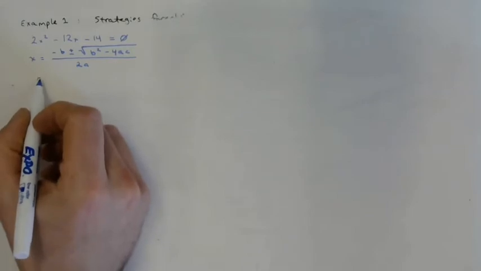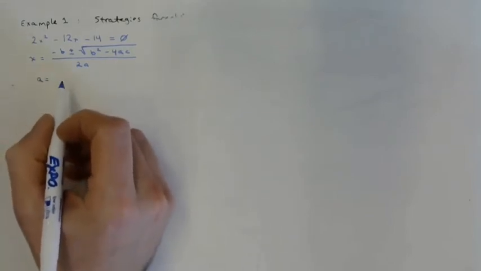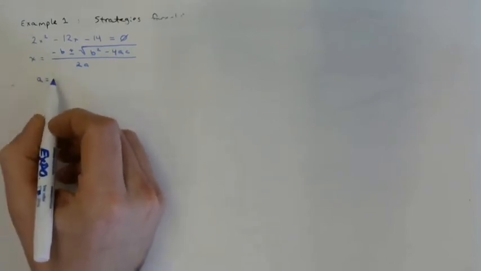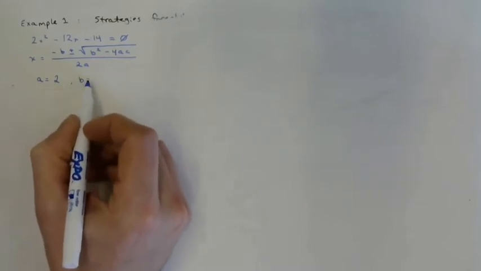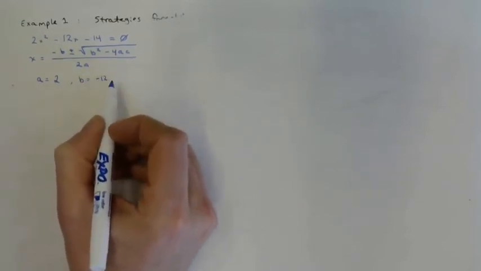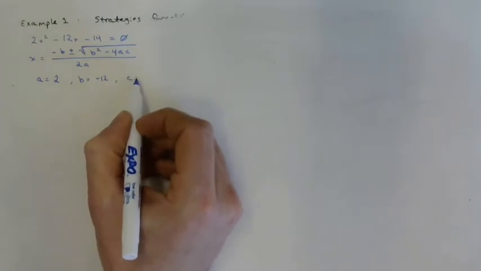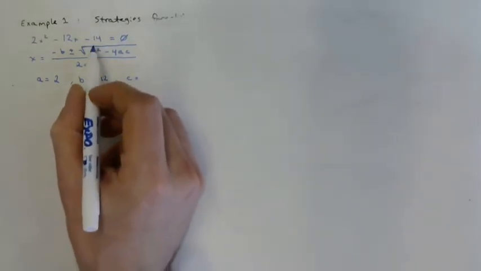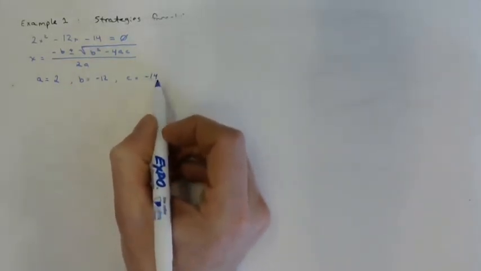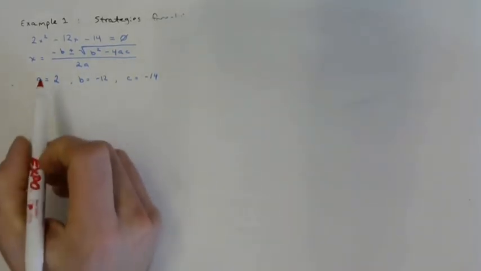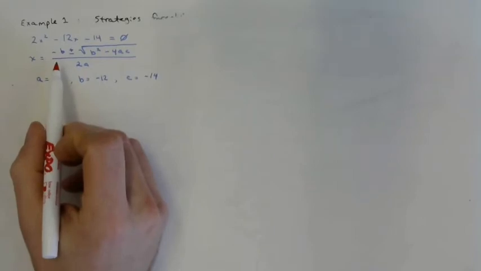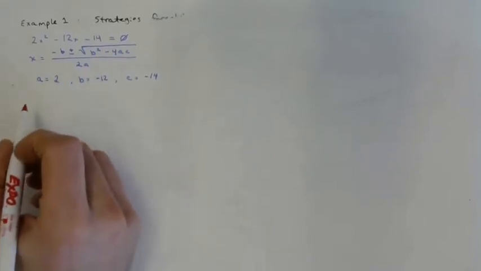So what are those values? What's a? A is 2. B is 12, I don't know if that was right, or -12. C is -14. So now all I need to do is take those values, plug them in, and I will get my solutions for x. Here we go.